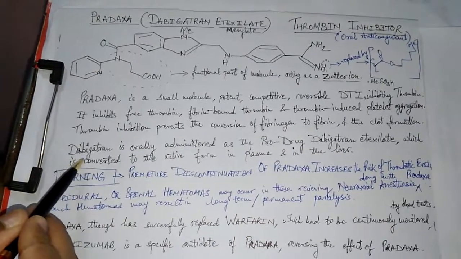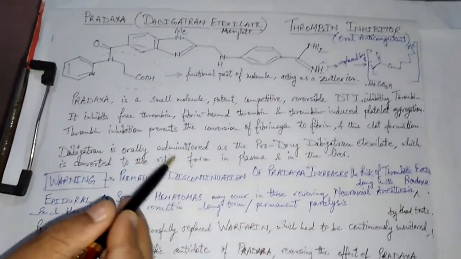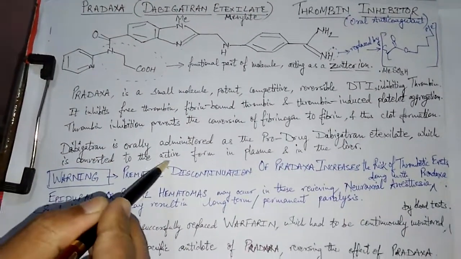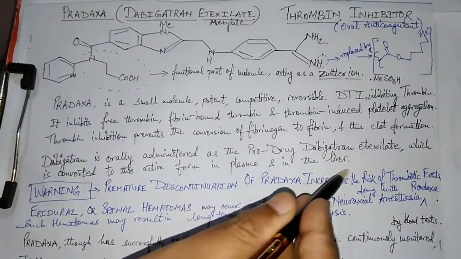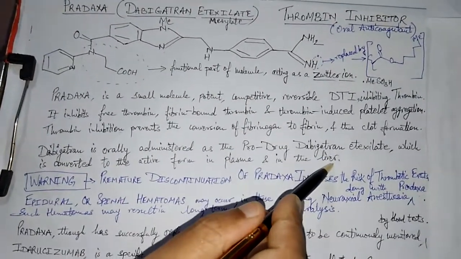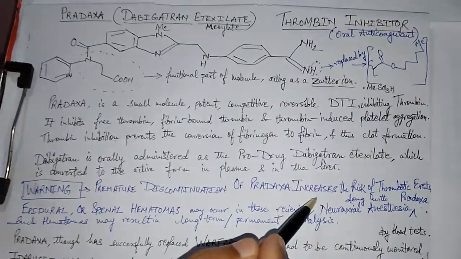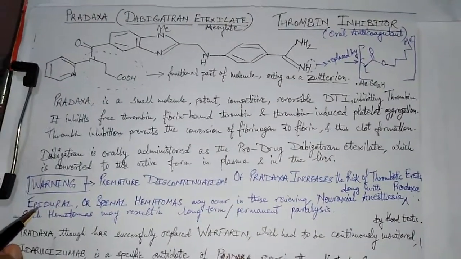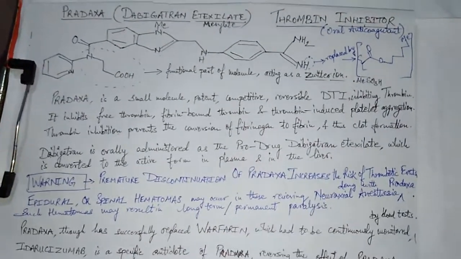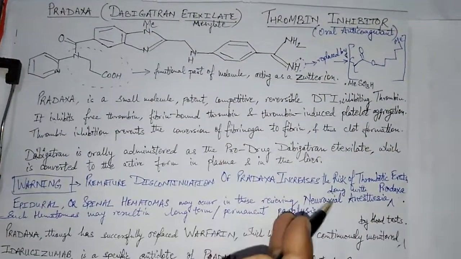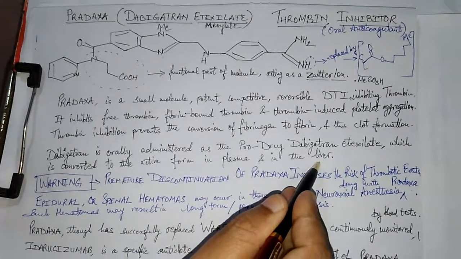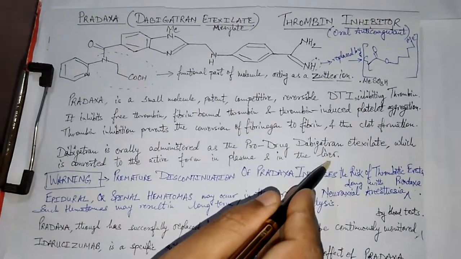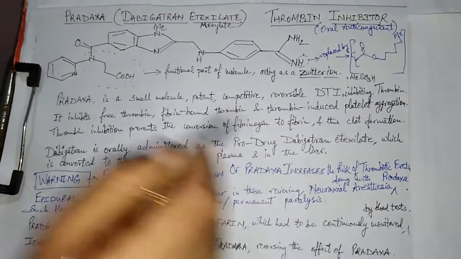Now, dabigatran or Pradaxa is orally administered as the prodrug dabigatran etexylate, which is converted to the active form in the plasma and in the liver. In the liver, acyl glucuronide metabolites are also formed of this drug. So in the liver, the metabolism occurs basically because the metabolic enzymes are in huge number in liver, which further metabolize the drug into its several active metabolites. And in this case, at least one active metabolite is formed from this Pradaxa.